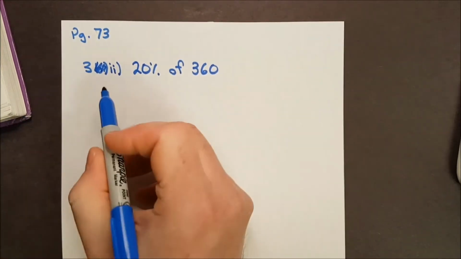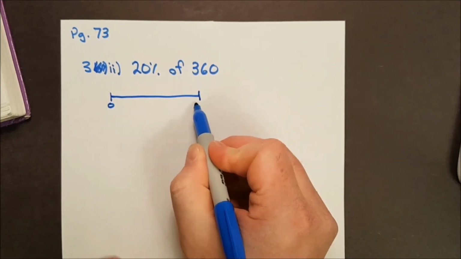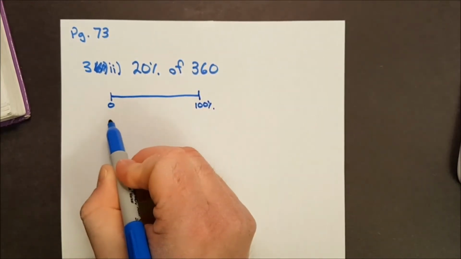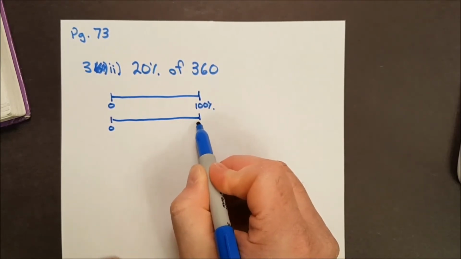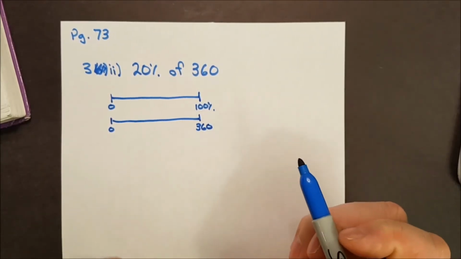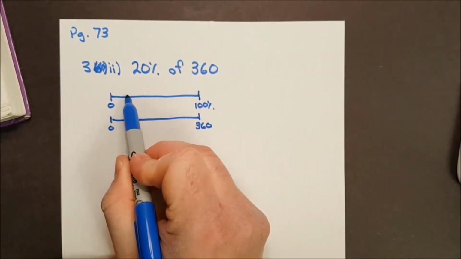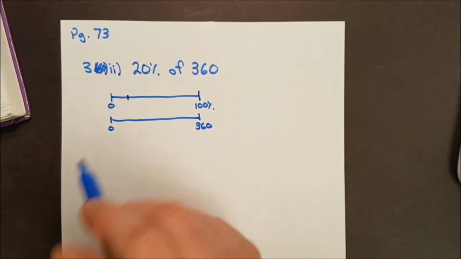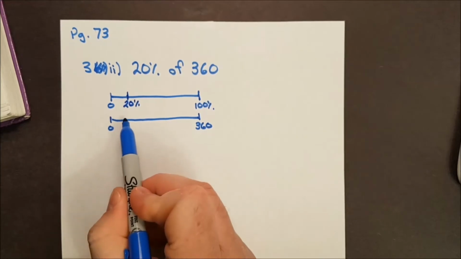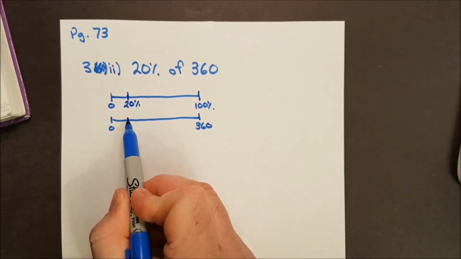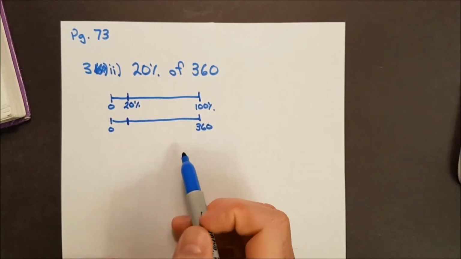First, let's draw a diagram from 0 to 100%. And let's draw a number line below it. We know that 100% is 360. Now, 20% of 100 is about 1/5, so it's approximately right there. So this would be 20%. Now, what is 20% of 360? Where does this correspond to on the 360 number line, from 0 to 360?